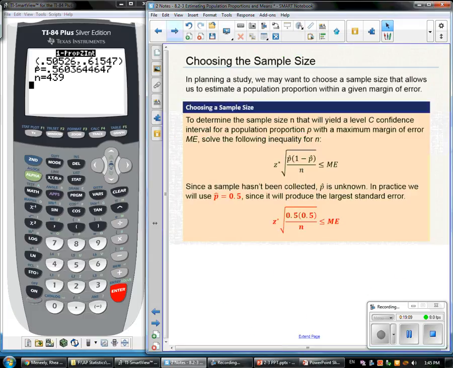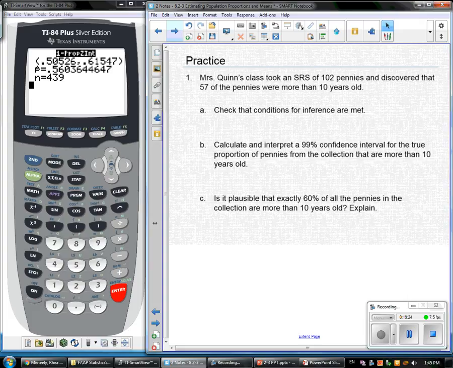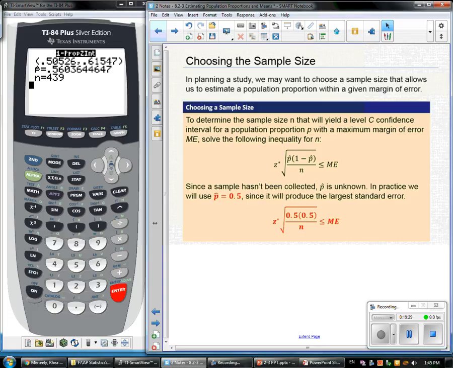Okay. The next thing I want to talk about is how to determine an appropriate sample size. So if I want to determine the size sample that I would need to stay within a certain margin of error, because a lot of times we want to control the margin of error. We want to set it to be no more than 5% or no more than 3%. And so I have to figure out what sample size to choose.